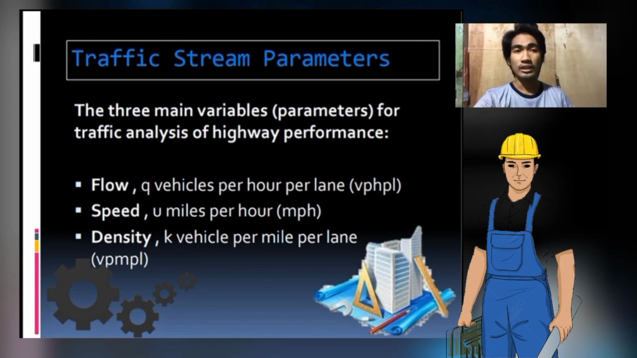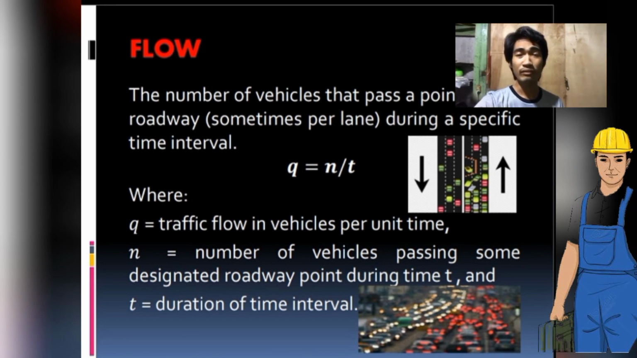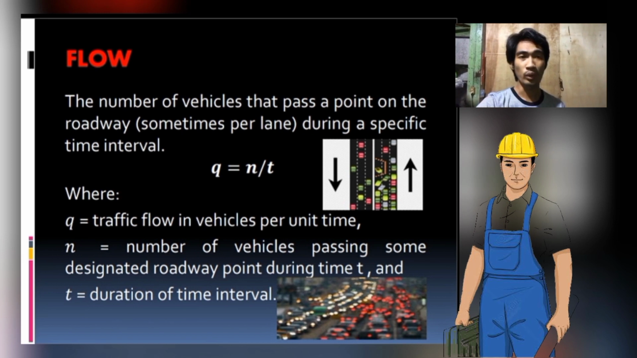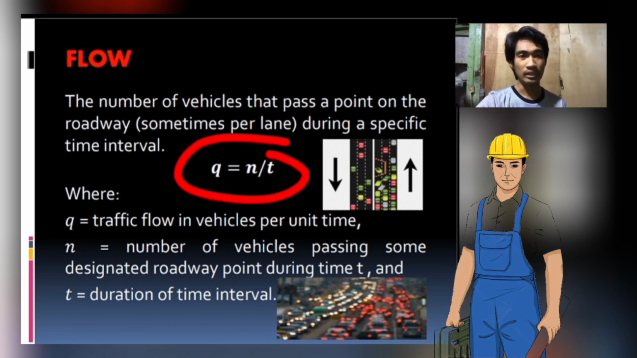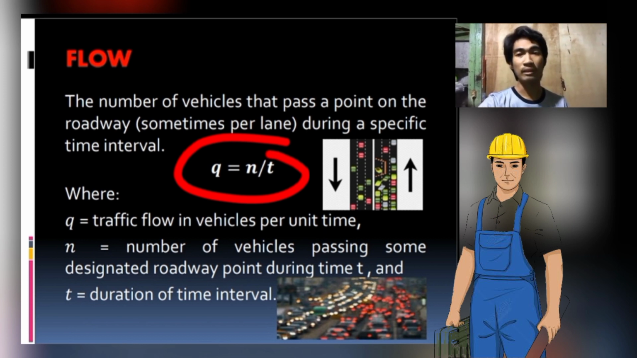Traffic stream parameters. The three main variables or parameters for the analysis of highway performance are flow, speed, and density. The first main variable is flow. Flow is the number of vehicles that pass a point on the roadway during a specific time interval. For finding Q, this is the equation used. Q is equal to N over T, where Q is equal to traffic flow in vehicles per unit time, N is equal to the number of vehicles passing some designated roadway point during time T, and T is equal to the duration of the time interval.